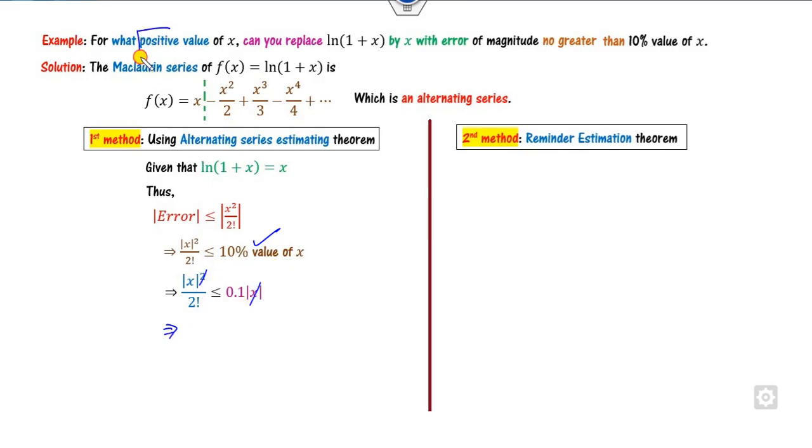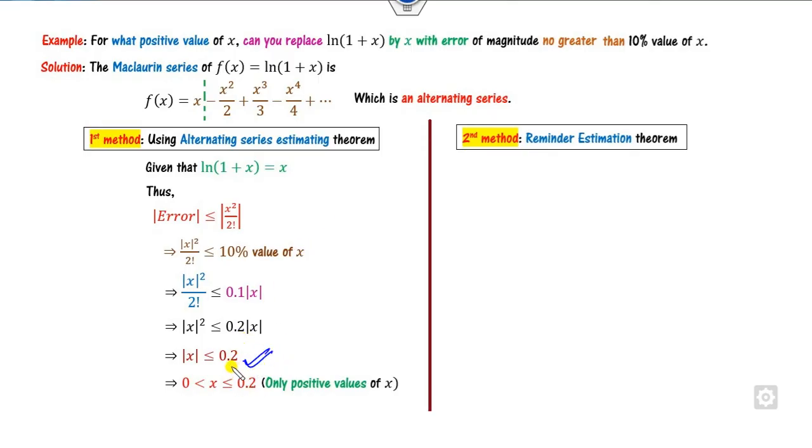Because x is a positive number, x should be greater than 0. So mod of x over 2 is less than 0.1, so mod of x is less than 0.2. Because of the positive number, our lower limit is 0. So what is the meaning of that? It means this is the range of x where, when you replace ln of 1 plus x with x, you will get the error as 10%.